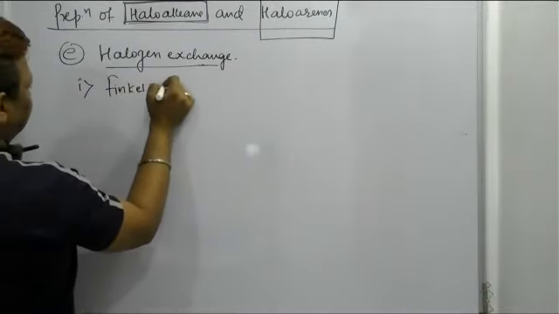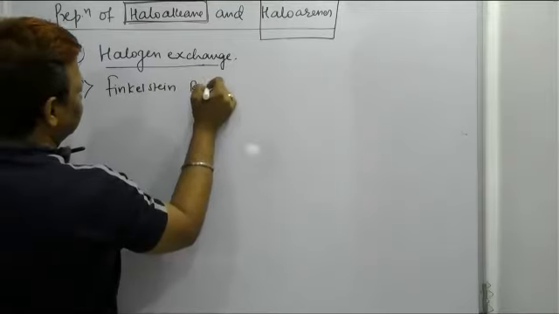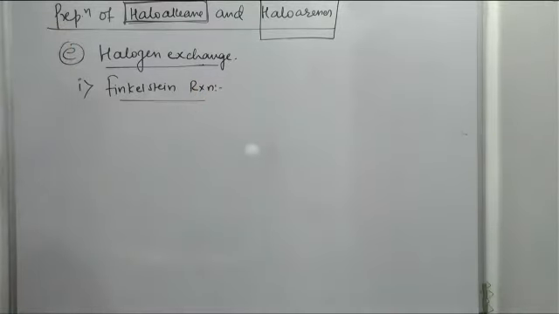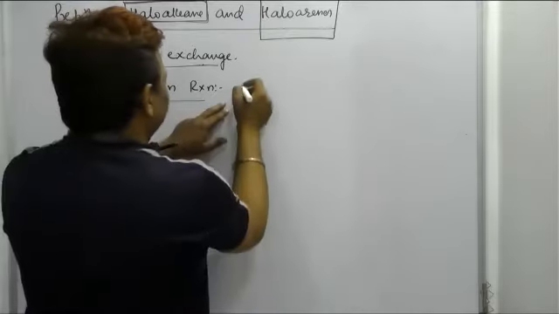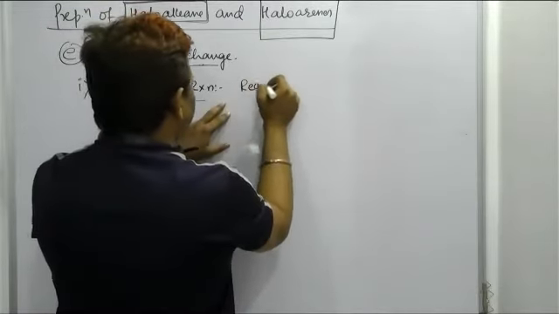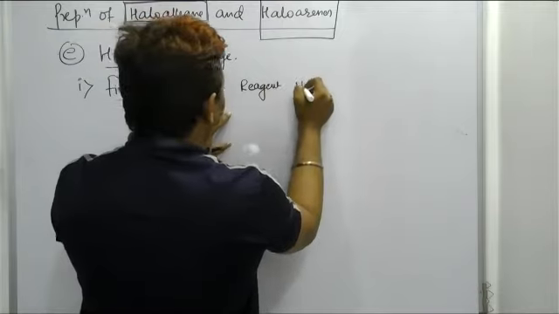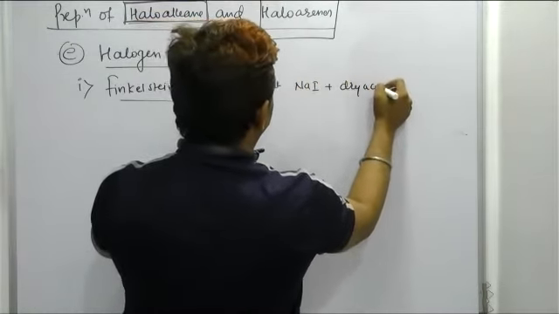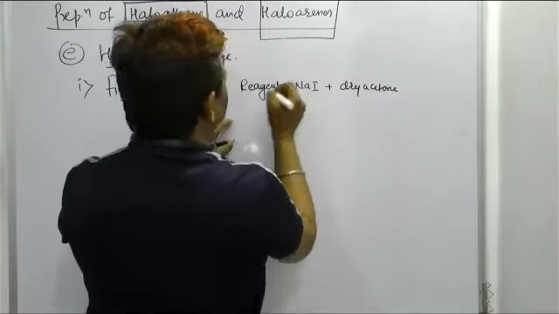Finkelstein reaction. How do we know the Finkelstein reaction? For that, you should just remember the reagent. The reagent should be NaI with dry acetone. If this reagent is there, it is the Finkelstein reaction.